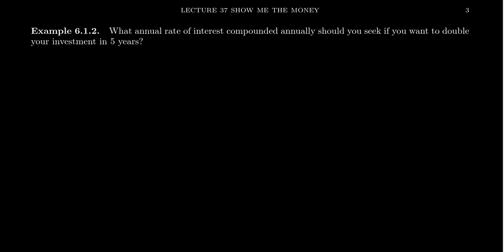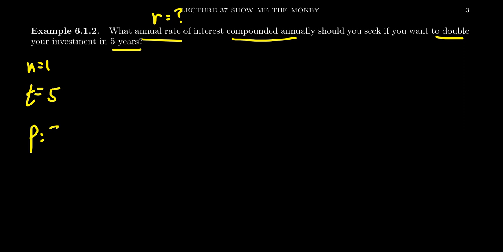What can we do? Well, some things we can unravel here. Compounded annually would say that the number of compounds is equal to 1. 5 years, that's the time frame, 5 here. It's asking what rate, so we actually don't know what the rate is. That's what we're trying to solve for. And then we want the investment to double. So we don't necessarily know what the principal is either, but we can say we want the amount to be 2P. Whatever the principal is, we want to double it.